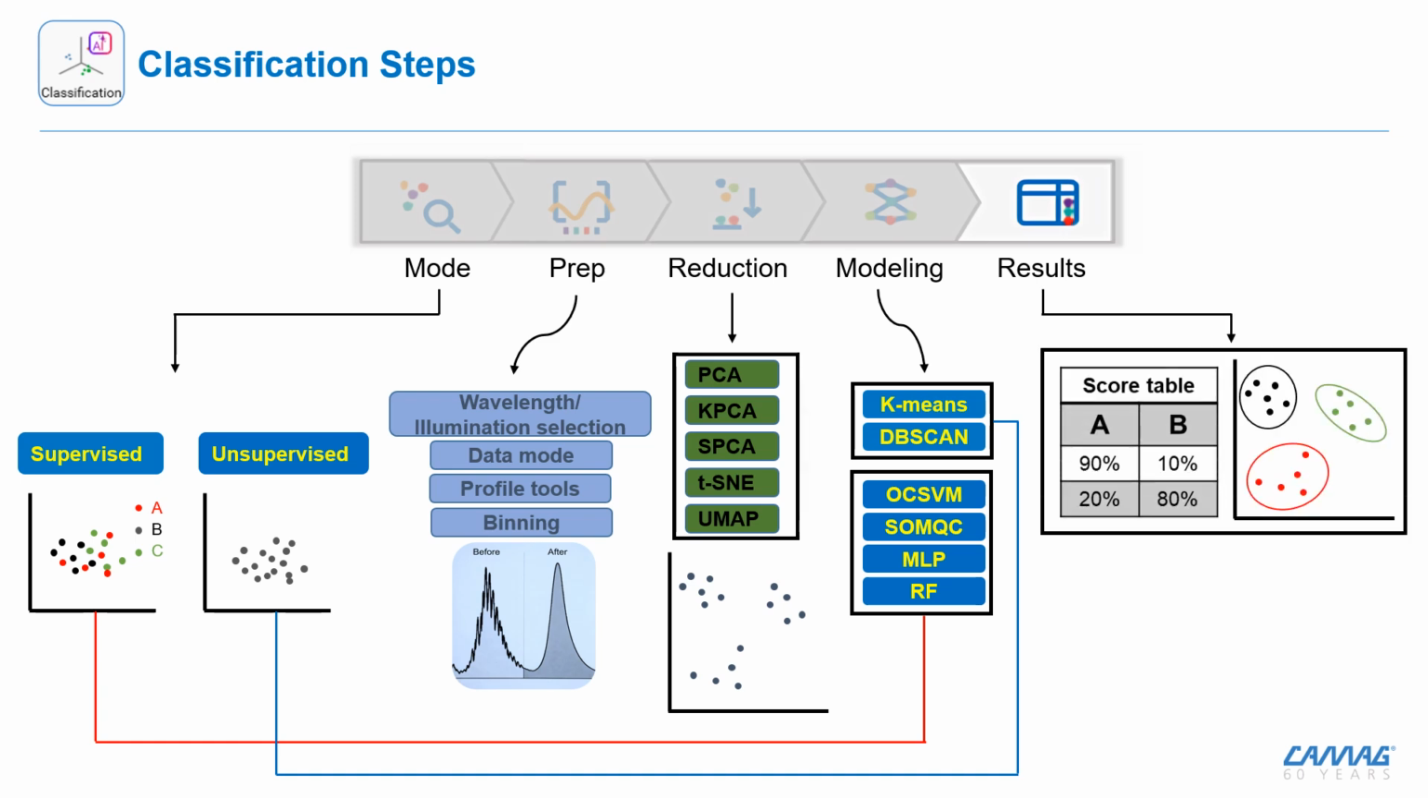The final step is the results step, which presents the output of the classification process. The results are typically score tables, cluster assignments, or classification predictions.